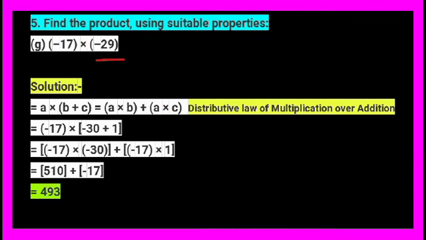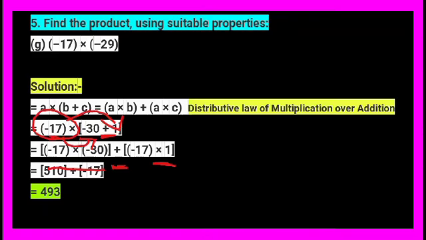So here we write this minus 29 as minus 30 plus 1, because 30 minus 1 is equal to 29 and the sign of the greater number is minus. So the answer is minus 29. So here it is in the place of minus 29. Now if we remove these brackets, then we have to solve this minus 17 with minus 30. Then after we write this plus sign as it is. Then we do multiplication of minus 17 with 1.